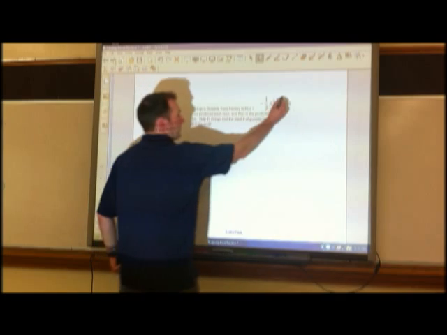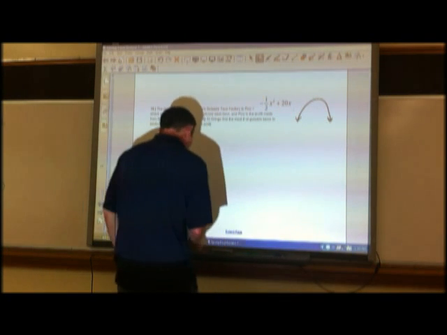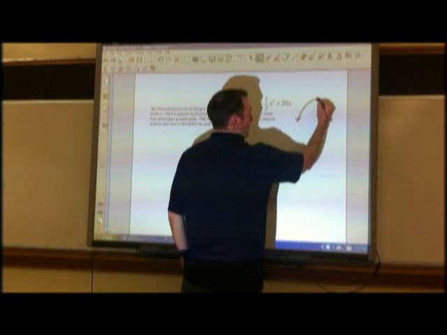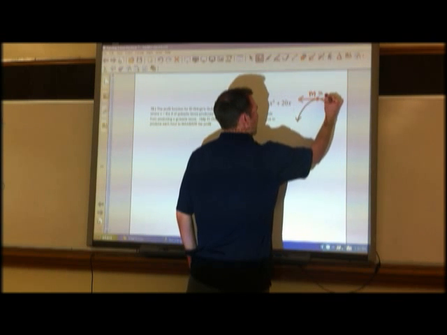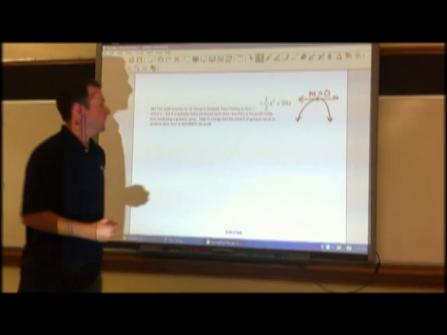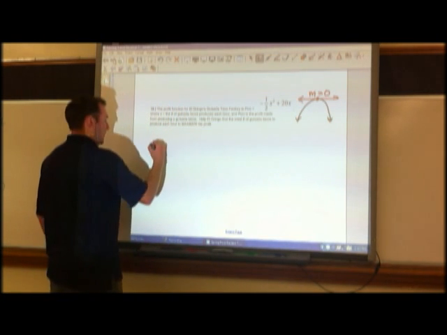If I were to graph this function, it's going to have this shape, right? And so I'm looking for this point right here where the derivative is zero. So a tangent line with a zero slope. So what I want to figure out then is what is P prime of X?